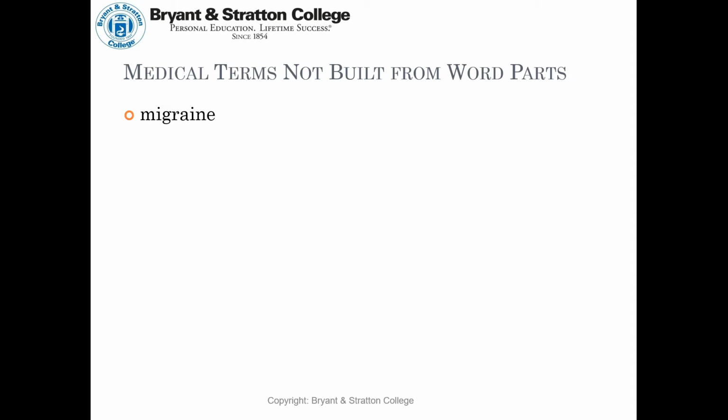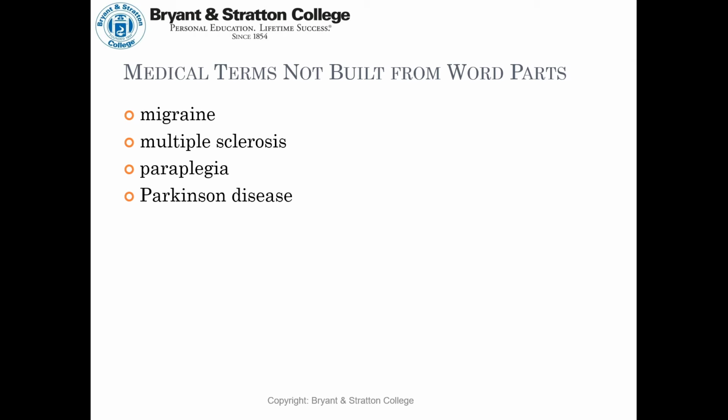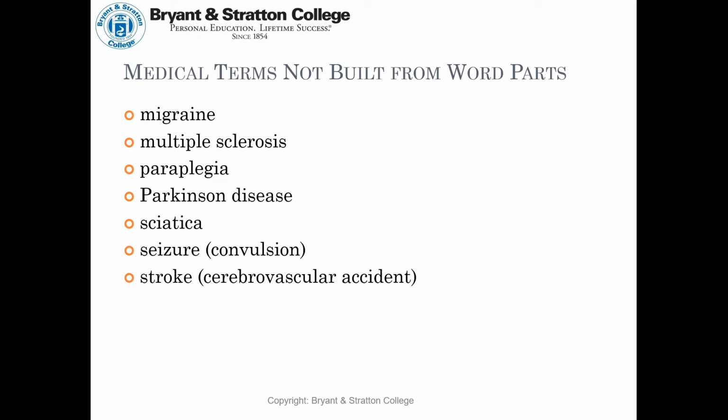So, words not built from word parts. You'll see some of these very often. Migraine basically is just an extreme headache. Multiple sclerosis, this is a progressive disease. MS, paraplegia. Parkinson's disease, another progressive disorder. Sciatica, a condition related to the sciatic nerve. Seizures. Strokes, officially termed cerebrovascular accidents.